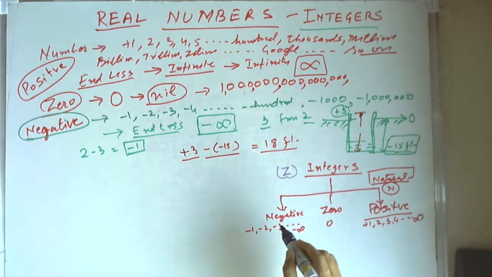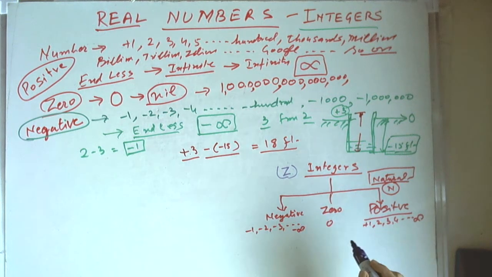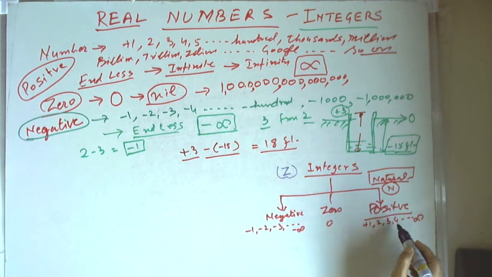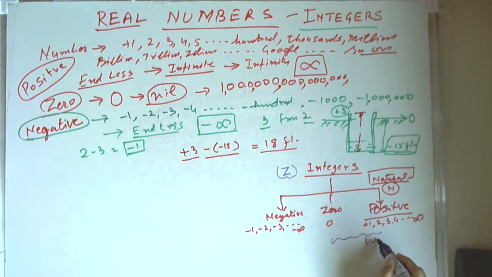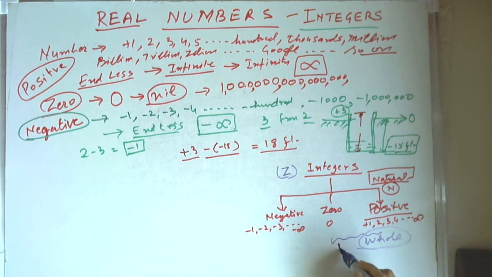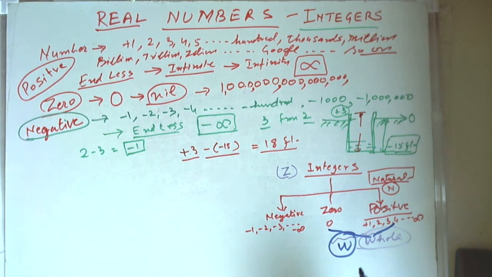The whole set of integers, which includes negative numbers, 0 and positive numbers, is represented by Z, whereas positive numbers alone are called natural numbers, represented by the symbol N. And 0 and positive numbers put together are called whole numbers, and they are represented by the letter W. So these together make whole numbers.